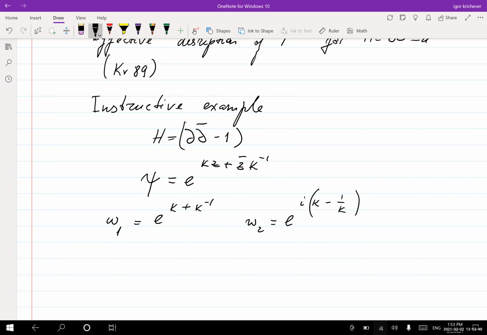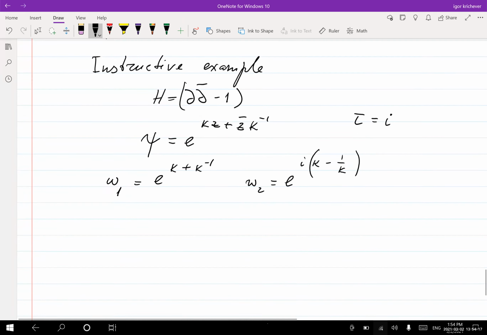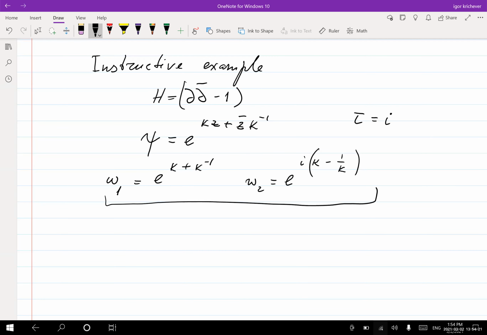These are the monodromies of this operator along the cycles, and for simplicity I'll take tau to be just i, a rectangular structure on the elliptic curve. Otherwise, I should write for omega 2 some tau. Okay, so now let's look at this formula. W1 of k, W2 of k explicitly defines a map of C with coordinate k into C2. And the image of this map is the Bloch-Floquet set.